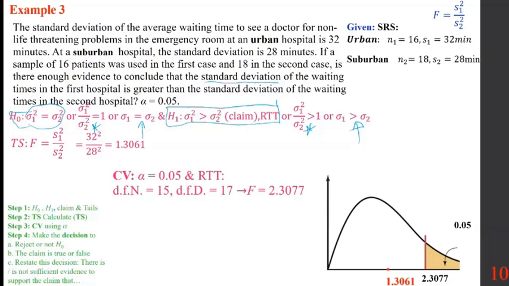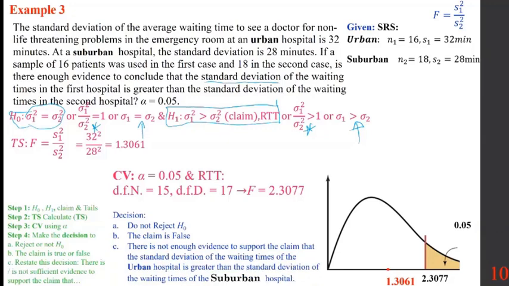So where is the test statistic compared to this number? It's somewhere in the non-rejection region. Therefore, the result is: fail to reject H0, or do not reject H0. If you are not rejecting H0, then H1, which contains the claim, becomes false. So, do not reject H0. The claim is false. There is not sufficient evidence to support the claim that the standard deviation of the waiting times of the urban hospital is greater than the standard deviation of the waiting times for suburban ones.